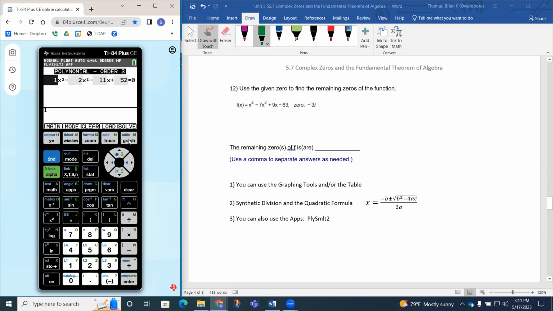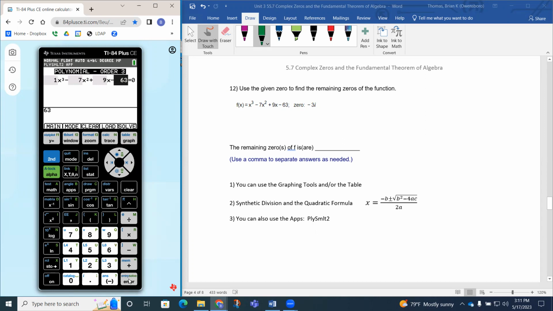If I type in the polynomial, I already got a 1. Minus looks good. That's got to be a 7. Hit enter. And then a plus sign actually there. Hit enter. A 9. Hit enter. And that's got to be a minus. Hit enter. And a 63.